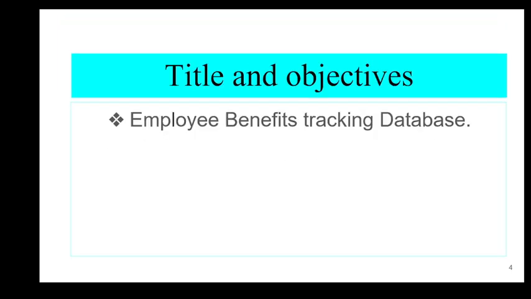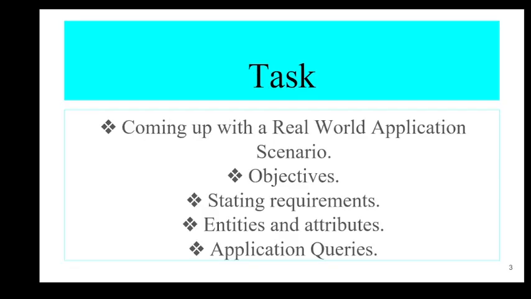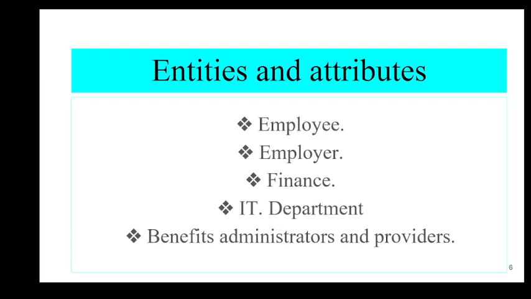So remaining to the objective of this discussion, the entities we extracted from this example or this task, we have number one, employee. The next one is employer. We have finance. We have IT department, benefits, administrators, and providers. If you note in the last one, I combined this intentionally.